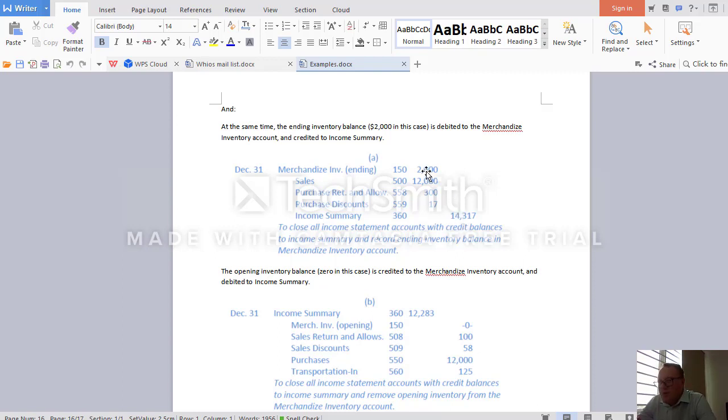However, there will be one more entry here, or you need to put a merchandise inventory ending and merchandise inventory opening, and you must do that, because if you do not do this, suppose we do not put anything here or anything here, then obviously these two figures would be different. And for example, if we do not put 2000 here, then the value here would be 12,317, whereas here it is 12,283, and the difference between them will give you profit, but not 2034, but only 66.